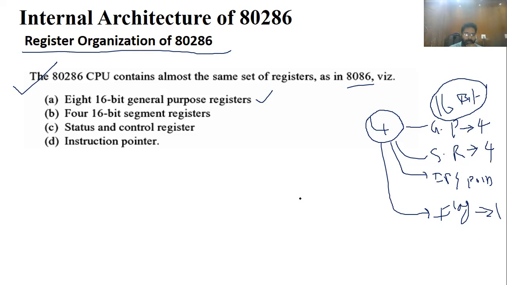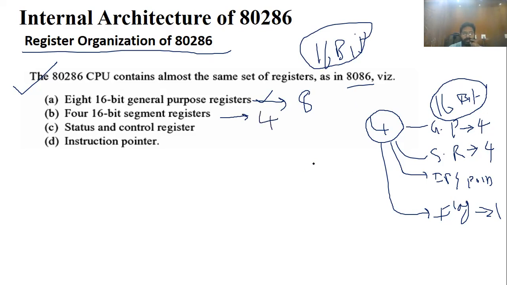Here, in the 80286 microprocessor, how many general purpose registers are there? 8 general purpose registers. This one is also a 16-bit microprocessor, but 8 general purpose registers are there. How many segment registers are there? 4. Likewise, one status and one control register is there, then one instruction pointer register. But the 8086 microprocessor has a larger number of index and pointer registers. So that is the only difference.